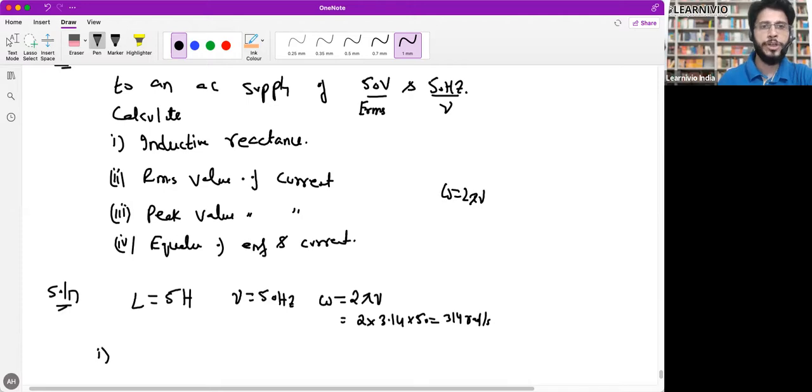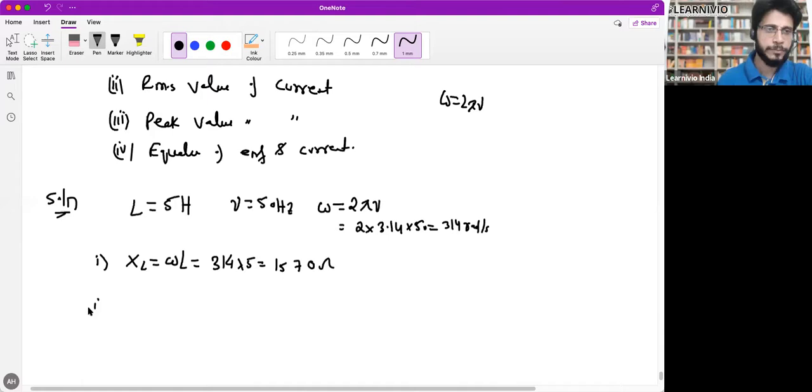For the next part, you need to calculate inductive reactance. Inductive reactance XL is omega L. Your omega is 314, so it's 314 into 5, which is 1570. So that's XL.